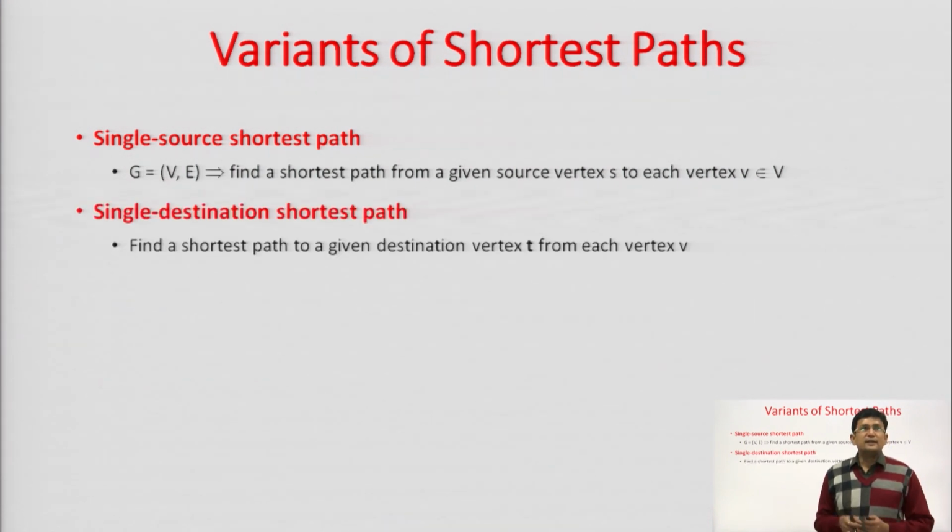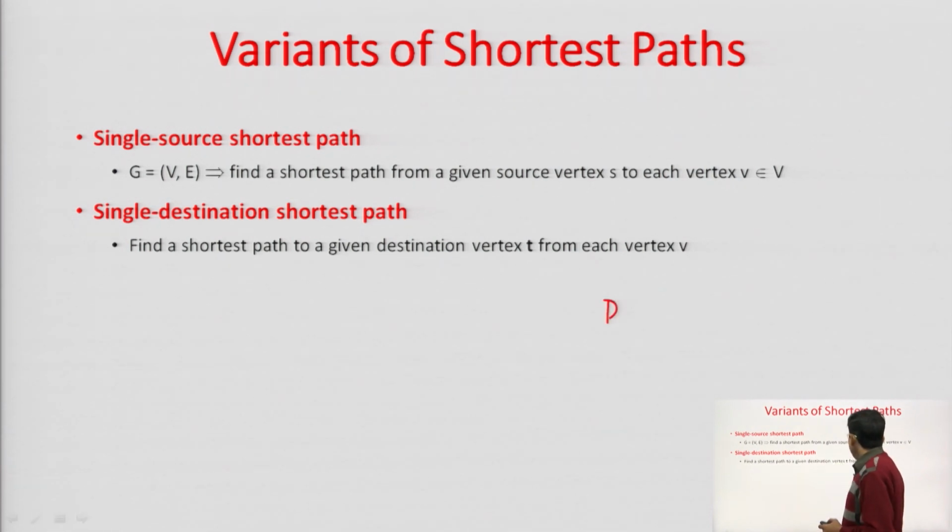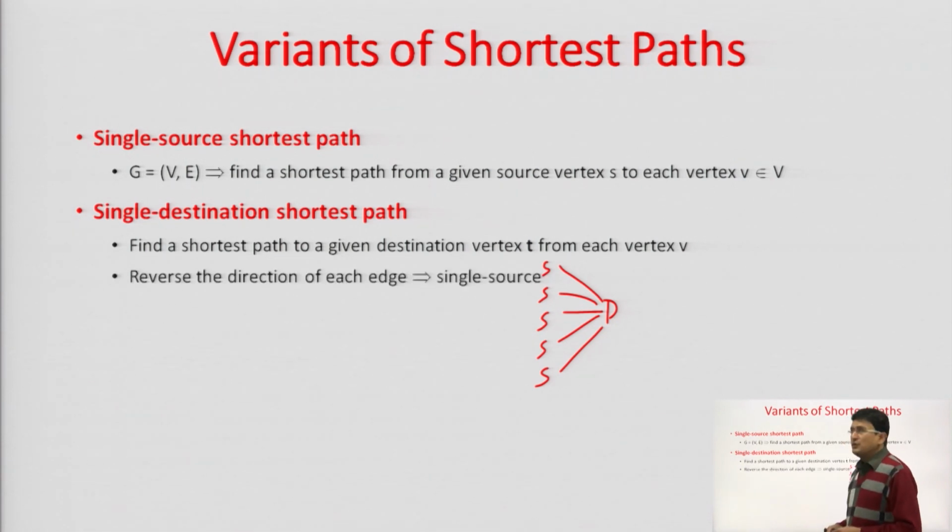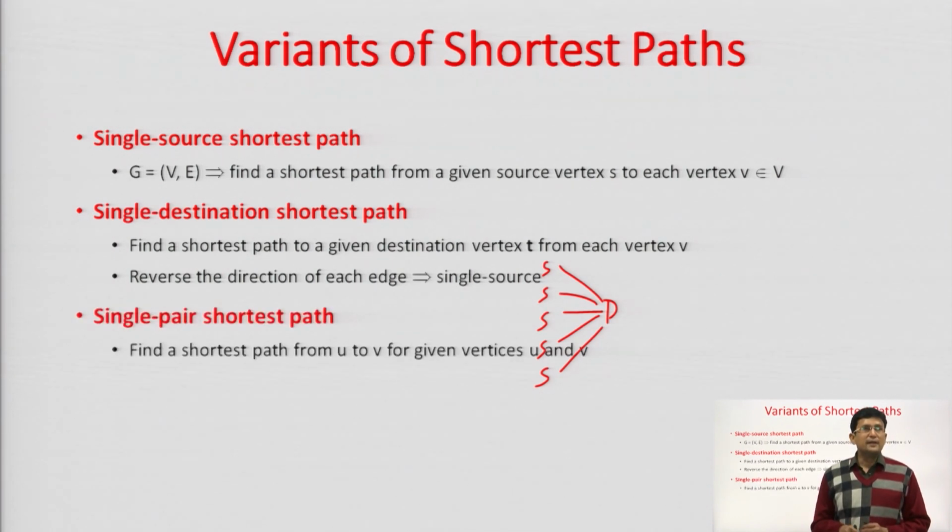Then there is the single destination shortest path, which means there is a destination decided and the people are coming from various sources. In that case you have to find out the shortest path. The method by which we will find this solution is, you reverse the direction of the edges and then you apply the single source shortest path.